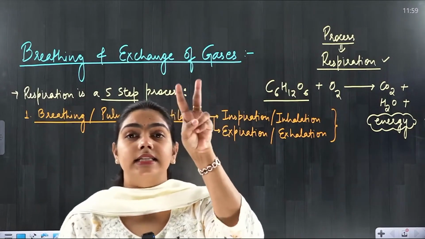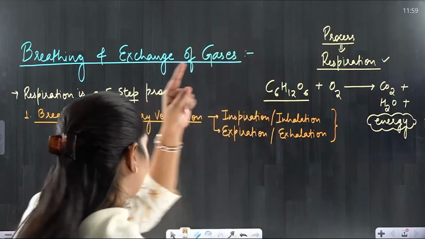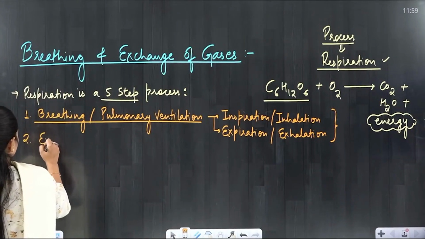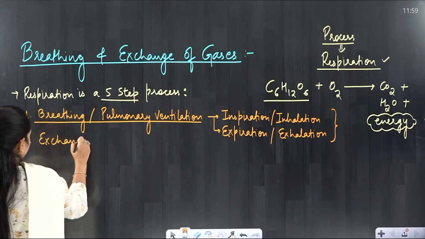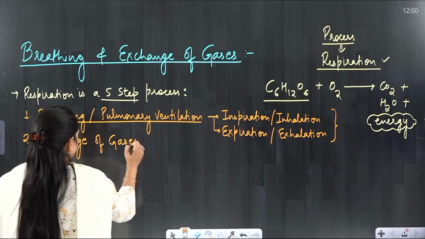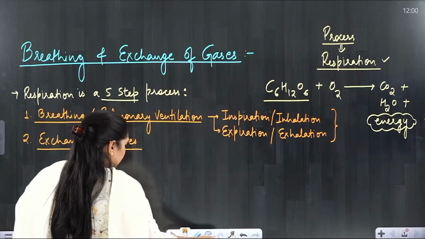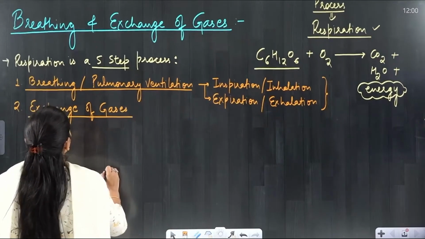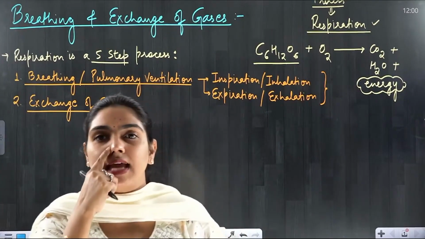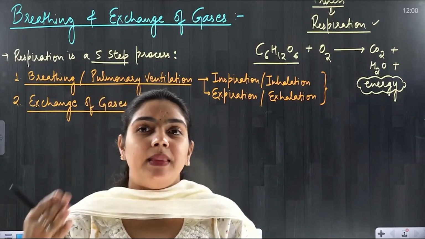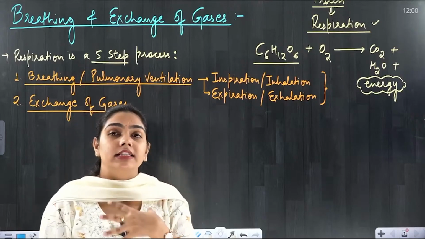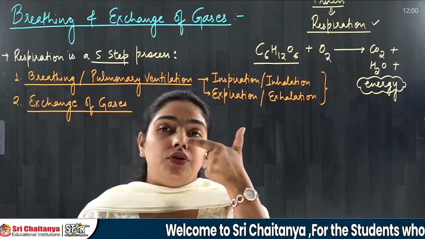What is the second step, everyone? Tell me in the chat quickly. The second step is exchange of gases. At which level is this exchange of gases occurring? In between what and what? Exchange of gases between alveoli and blood.